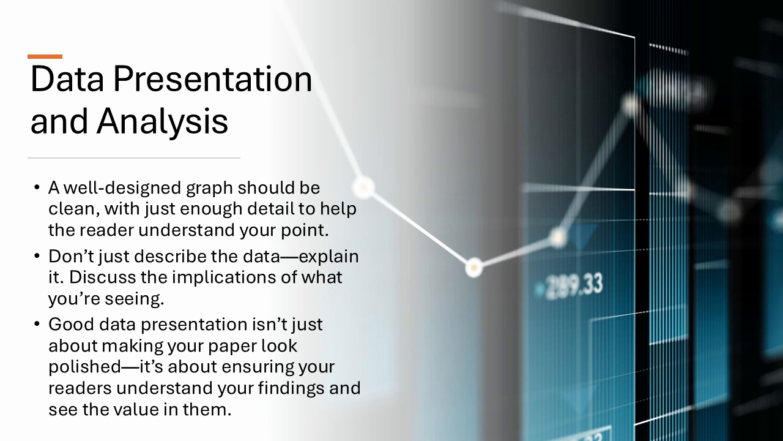Precisely. Think of a table like a well-organized map. Each row and column should have a clear purpose. Guiding the reader to the information they need. Exactly. And avoid clutter. If a data point isn't crucial to your main argument, it's probably best left out. Less is more when it comes to effective tables.